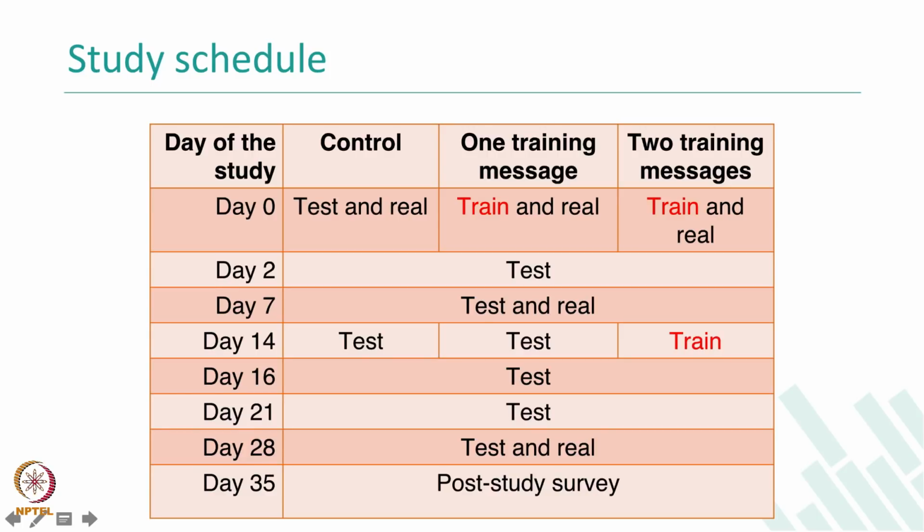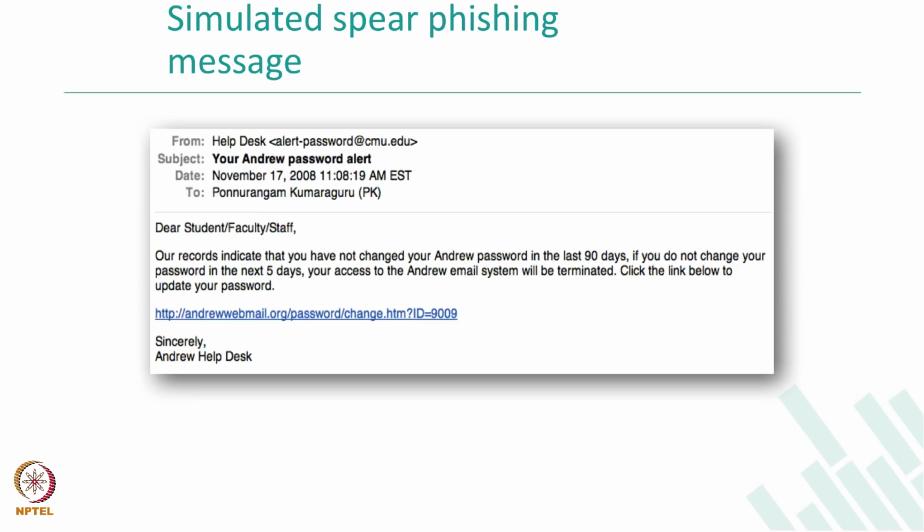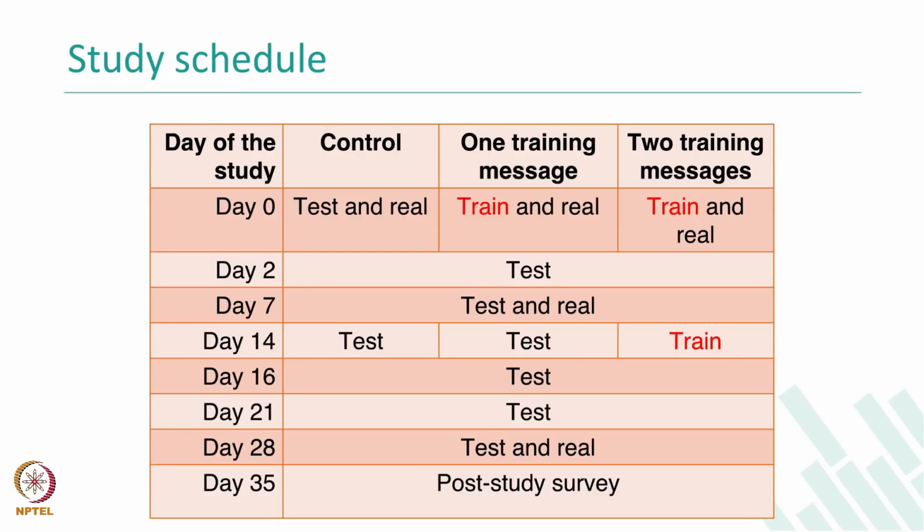For 1 training message: train and real on day 0, then test and real, test and test and real. The reason you want to have real on day 0 with all 3 conditions is that with the real email you will be able to understand how they react to a legitimate message that is sent before the training has happened, before any intervention has happened, right? So in that case you will be able to understand the baseline not just in the control group, but for the 1 training message and 2 training message groups also.